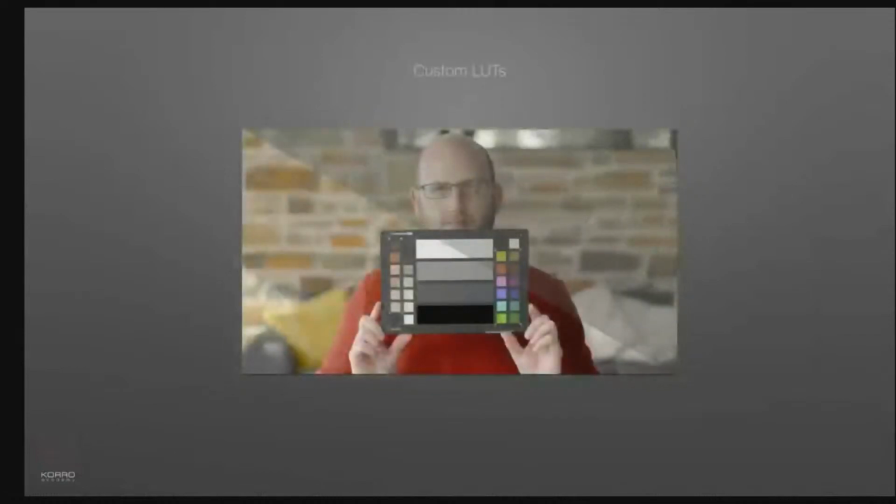Now, the other category that falls in with technical LUTs, and I think bridges between technical and creative LUTs, is custom LUTs. You may not have ever done this. They're actually really, really easy.